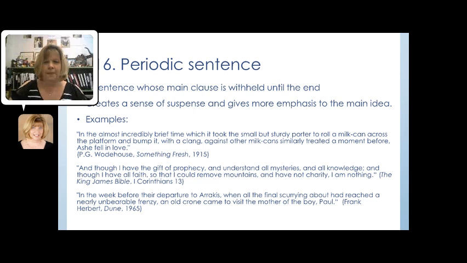And some famous examples, you might recognize this passage from Corinthians: and though I have the gift of prophecy and understand all mysteries and all knowledge, and though I have all faith so that I could remove mountains and have not charity, I am nothing. So this main phrase, that I am nothing, which is getting to the main point if you don't have these things, is all set up through the beginning there. And you can read through the other things as well to see how the main idea of the sentence is withheld until the end, and it's called a periodic sentence.